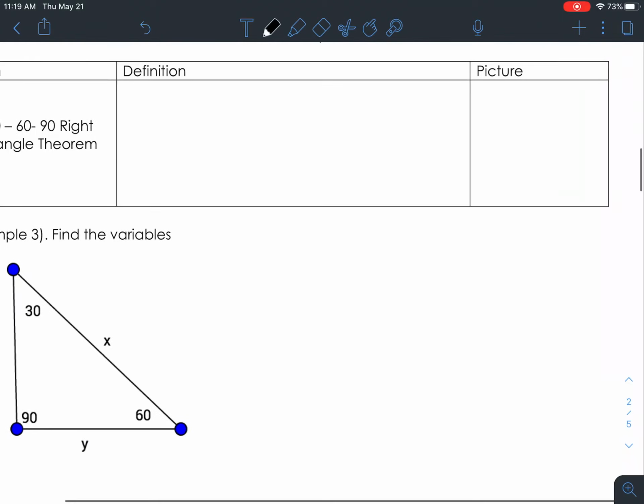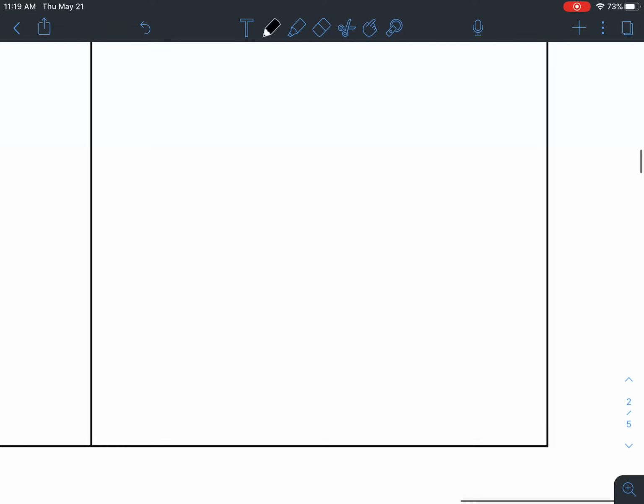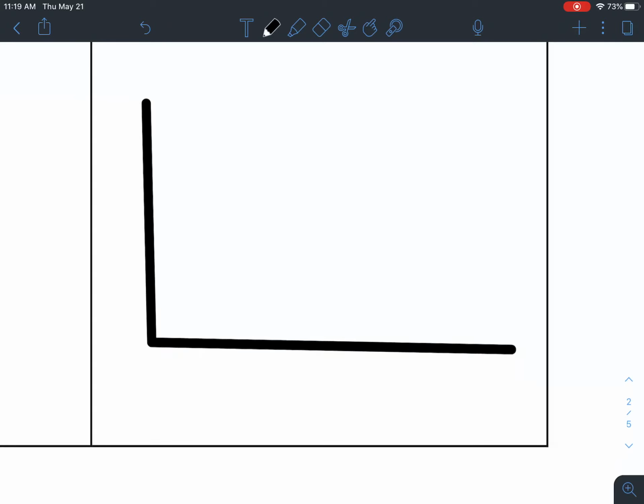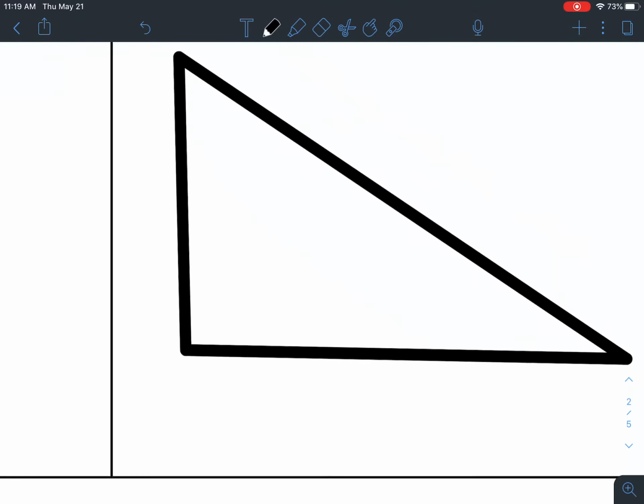Okay, so our next special right triangle is called a 30, 60, 90 right triangle. Once again, I'm going to start with a picture. So let's draw our right triangle, and obviously, we're just eyeballing it a little bit. Okay, that's a right triangle.